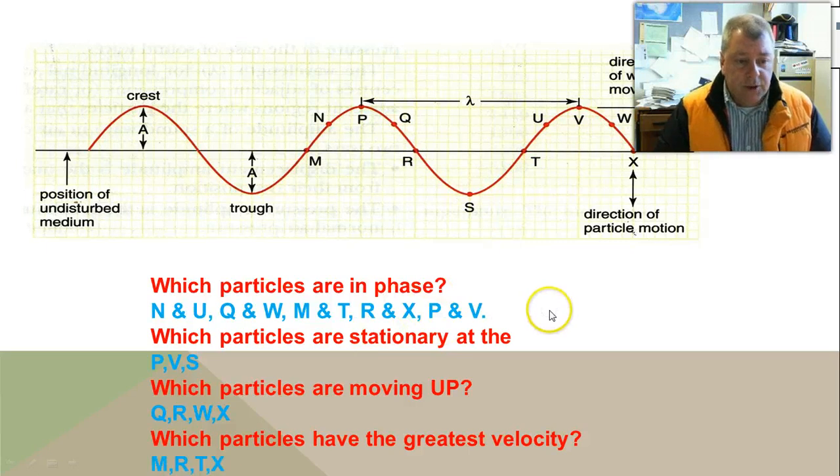There's our answer. And which particles have the greatest velocities? Well, one way of thinking about this is the ones that have the greatest slope, because they've got to undergo the greatest change. So these are M, R, T and X. They have the greatest change to occur.